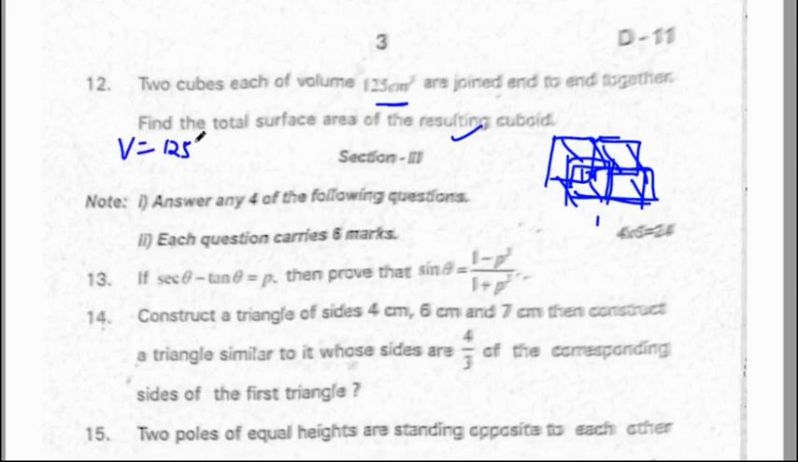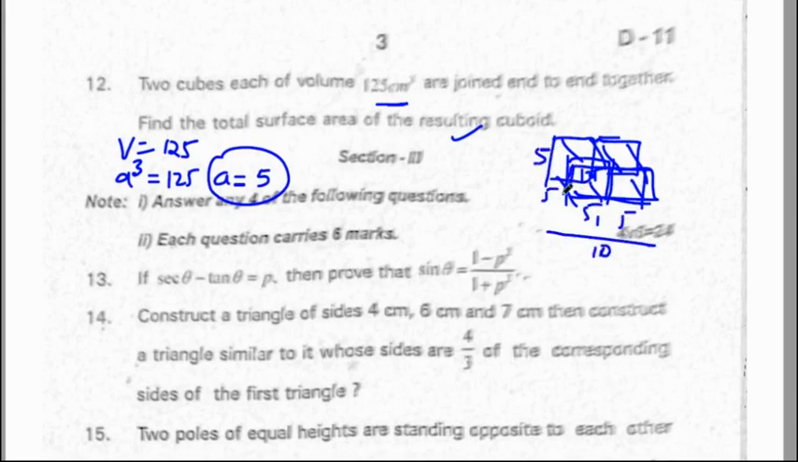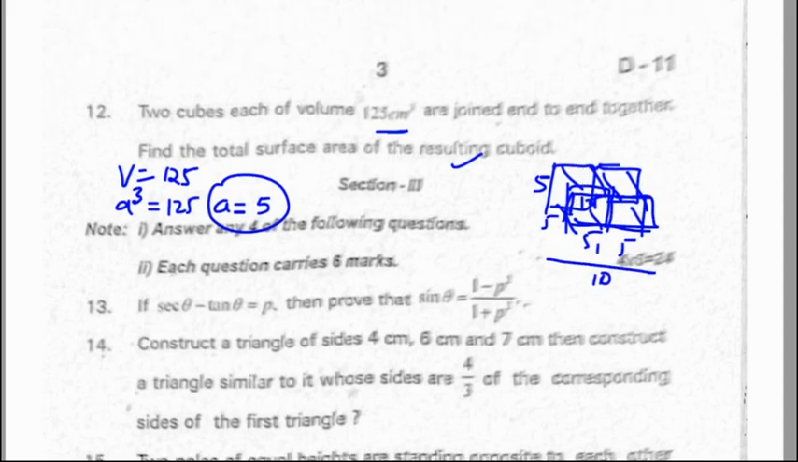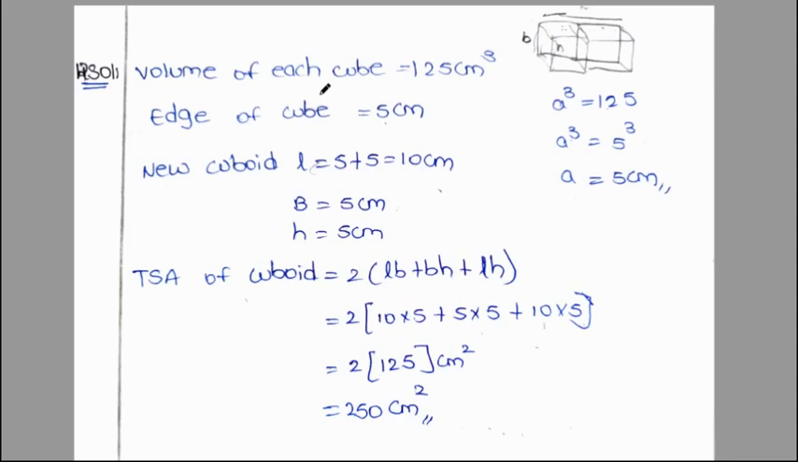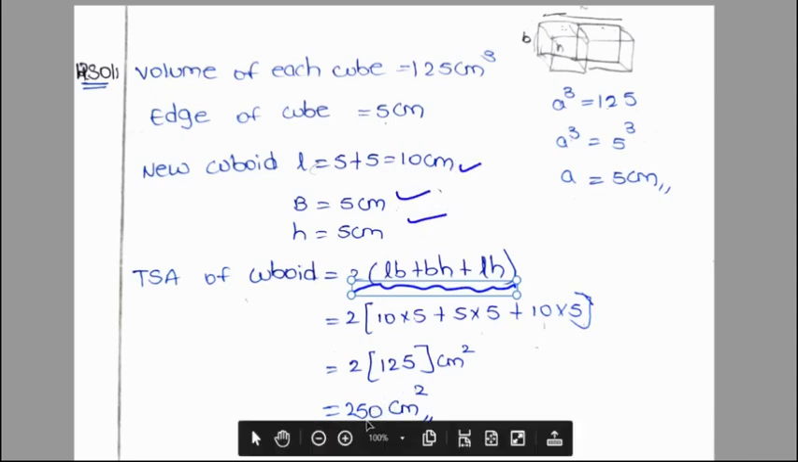As two cubes are joined side by side and the given volume is 125, the volume of a cube is given by the formula a cube is 125. Obviously, a will be the cube root of 125, which is 5. So each side of the cube is 5 centimeters. So length will become 10, height will become 5, and breadth will also become 5 centimeters. We will use the total surface area of a cuboid formula, which is 2 into (LB plus BH plus LH). Applying L, B, H in the formula, we will get the total surface area of the cuboid as 250 centimeters square.